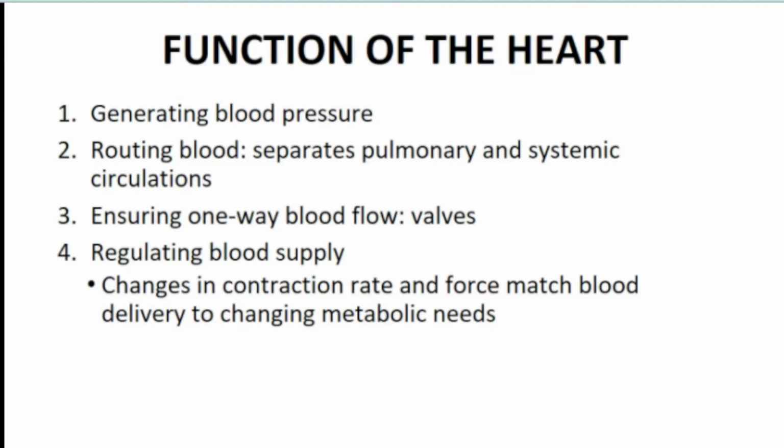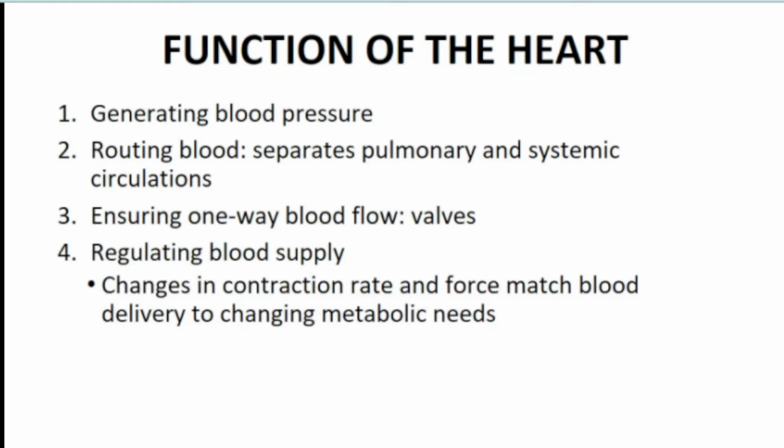Number two, it routes blood to go to two important circulations. The first is it routes blood to go to the lungs, and we call that pulmonary circulation. And why does blood have to go to the lungs? In order for deoxygenated blood to become oxygenated. And secondly, the heart routes blood in order to get into the systemic circulation. When we talk about systemic circulation, it refers to all the other organs except for the lungs.